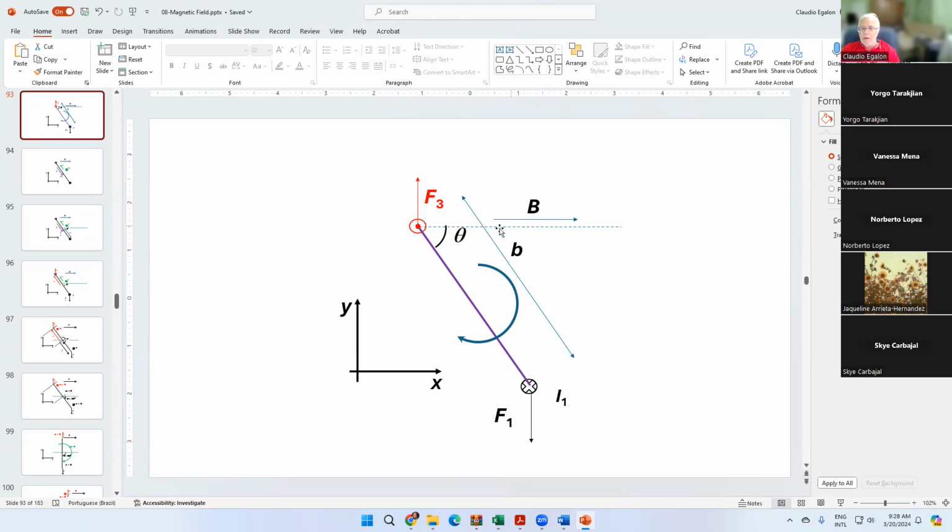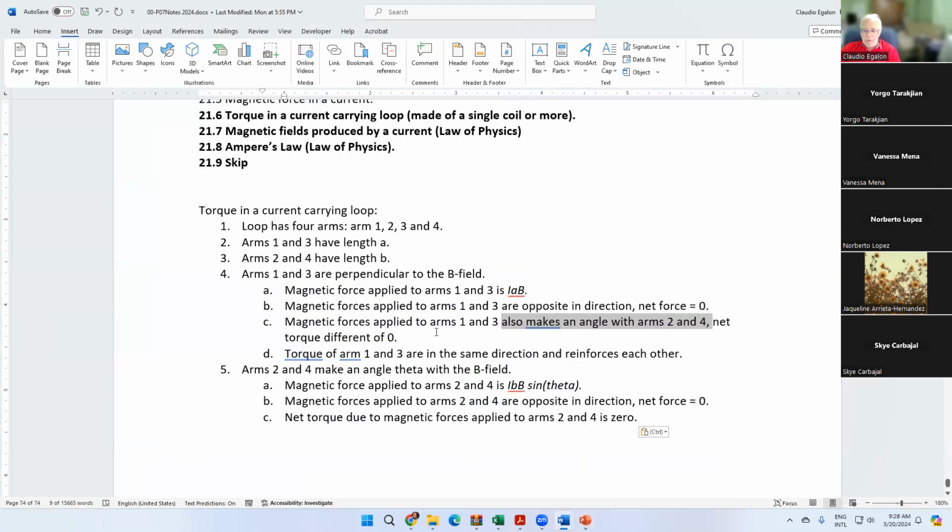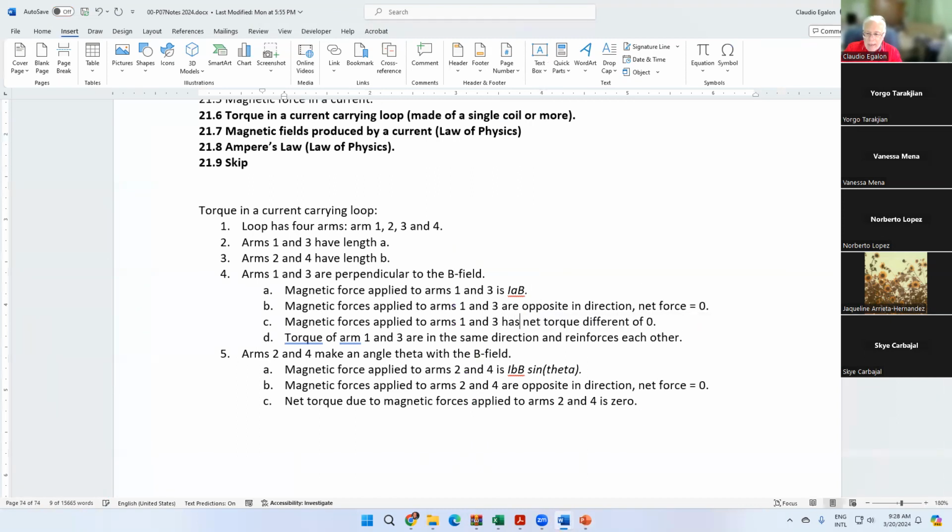Arms 1 and 3 make an angle of 90 degrees, right? So this one applies a torque. The magnetic forces applied to arms 1 and 3 have a net torque different from 0. The torques of arms 1 and 3 are in the same direction and reinforce each other.